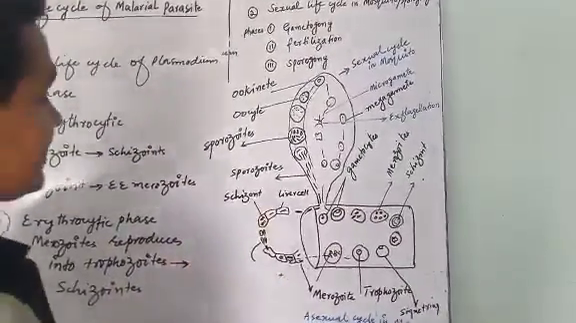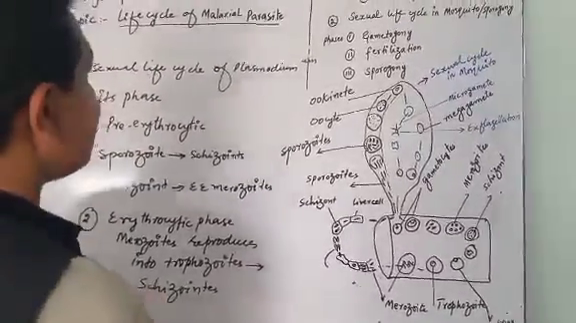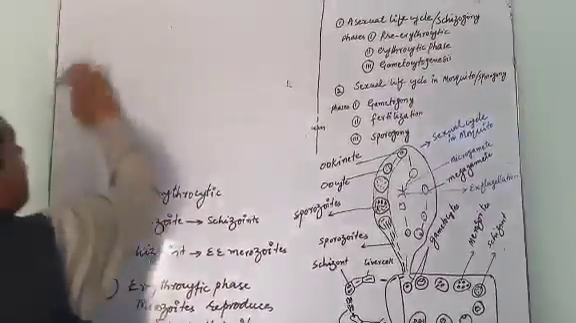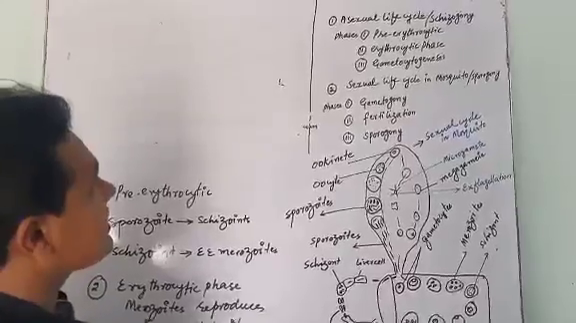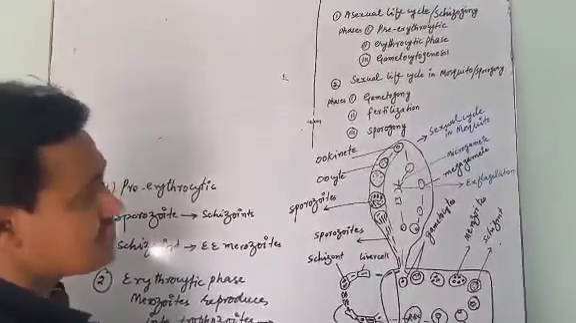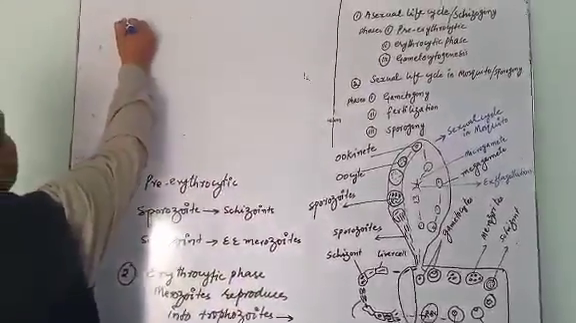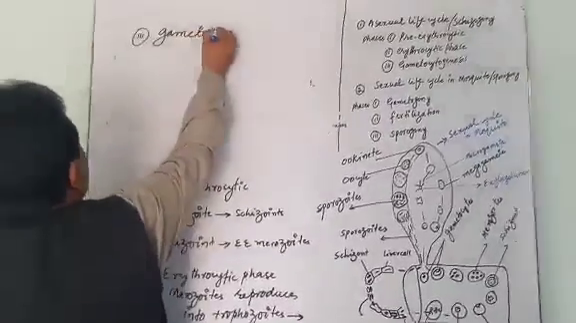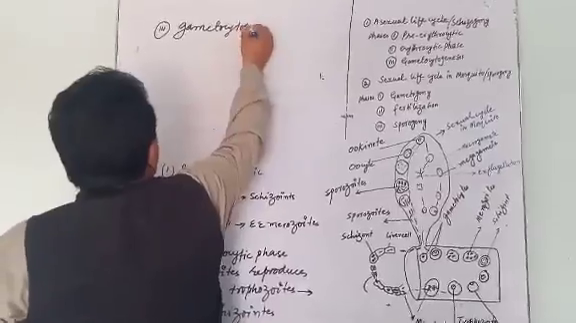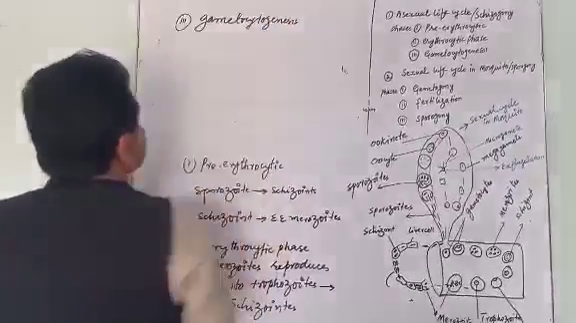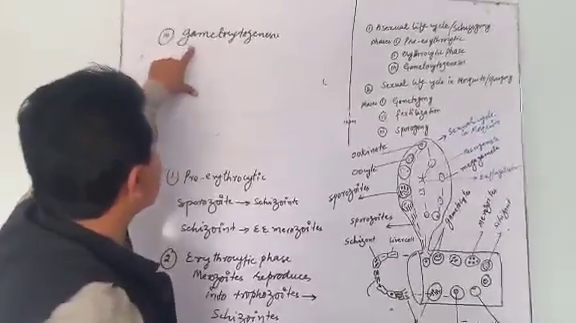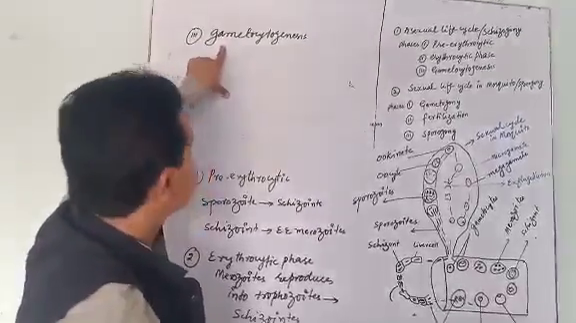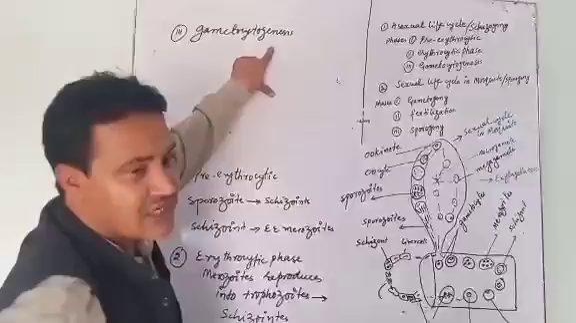Now these merozoites, now the third phase starts. Third phase of asexual life cycle, or third phase of schizogony starts. Third phase is called gametocytogenesis. Keep in your mind, dear students, that in gametocytogenesis, gameto means germ cells, cyto means cells, genesis means formation.